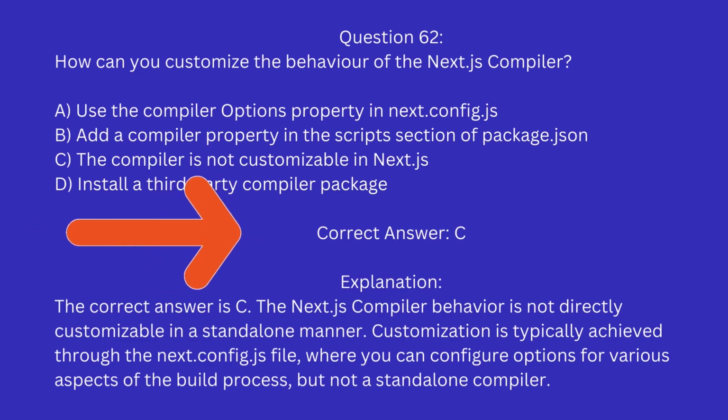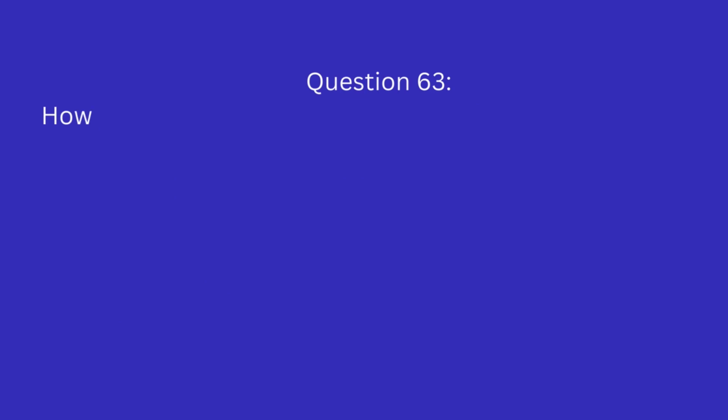Correct answer, C. Explanation. The correct answer is C. The Next.js compiler behavior is not directly customizable in a standalone manner. Customization is typically achieved through the next.config.js file, where you can configure options for various aspects of the build process, but not a standalone compiler.